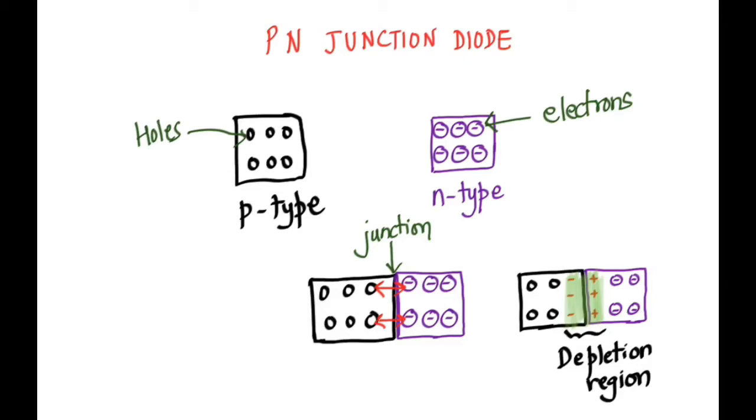Now because of this negative and positive charge at the junction, we have got a potential barrier at the junction. So we have got kind of a voltage or electrical field at the junction, and this potential barrier would not allow any further movement of electrons and holes across the junction. And that's how we create a PN junction diode.